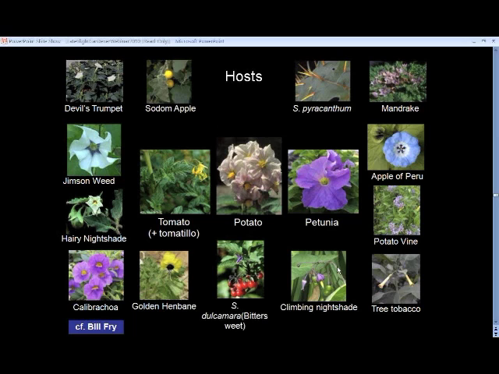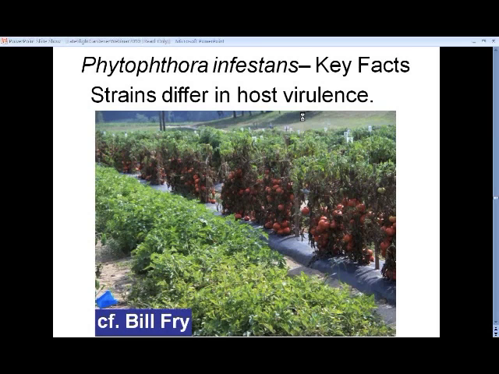Host range, pretty narrow, which is fortunate, but important to realize. Our primary crops have been tomato and potato. Some strains do go to tomatillo, but the strains we had the past year do not appear to be going to tomatillo, which is good news. But we do have different strains that can go to different hosts, and that's important to realize. We had a strain a couple of years ago that started on petunia and then moved from there to other crops. And we've got a number of weeds and other ornamental plants that can be important hosts of the pathogen. And you'll notice that most of them, these are all in that solanaceous family. So it's all related plants. So thank goodness the host range is narrow. That helps us a lot in managing.